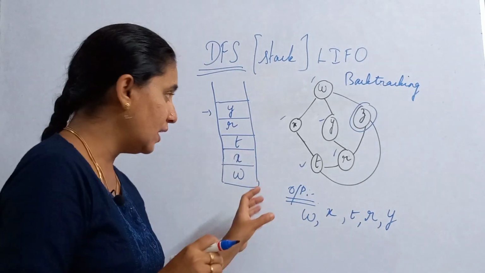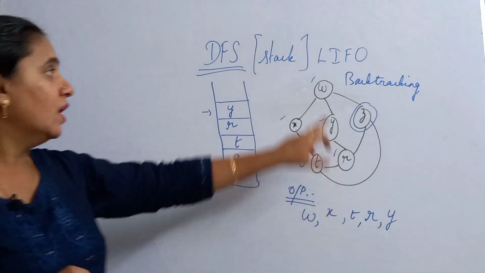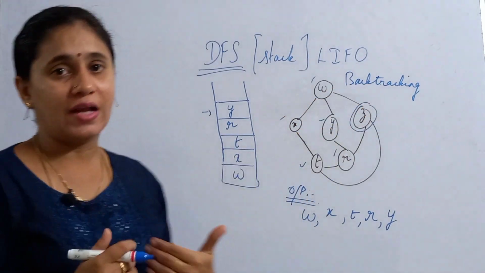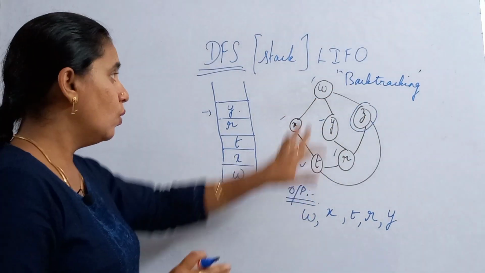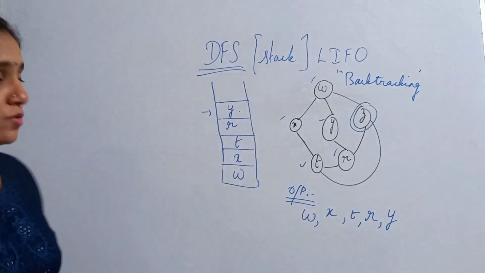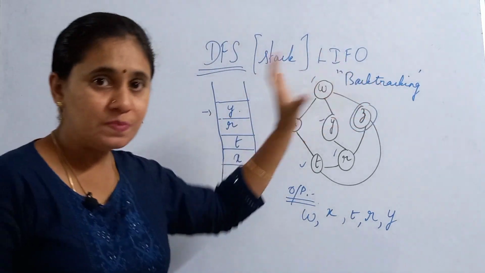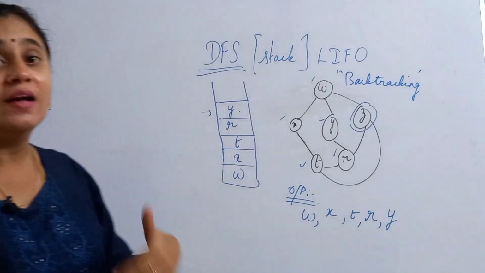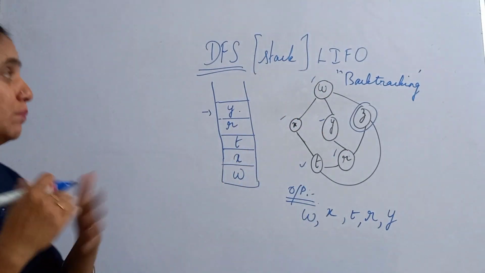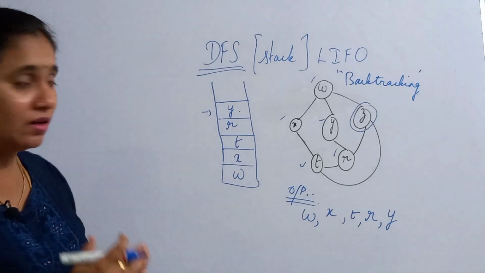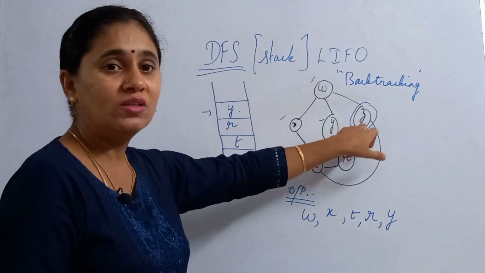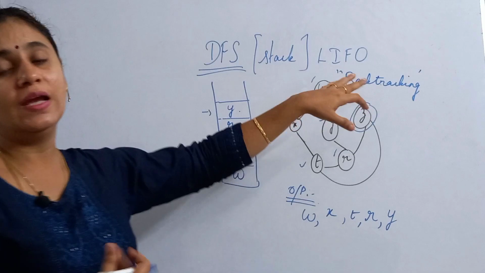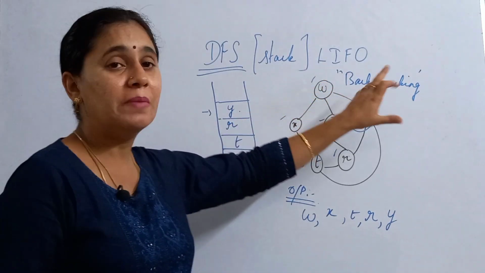So for this case, I must implement a technique called backtracking. Now, what is backtracking? We want to implement backtracking so that we make the traversal in such a way that we give a chance for Z also to be visited. That is called backtracking.